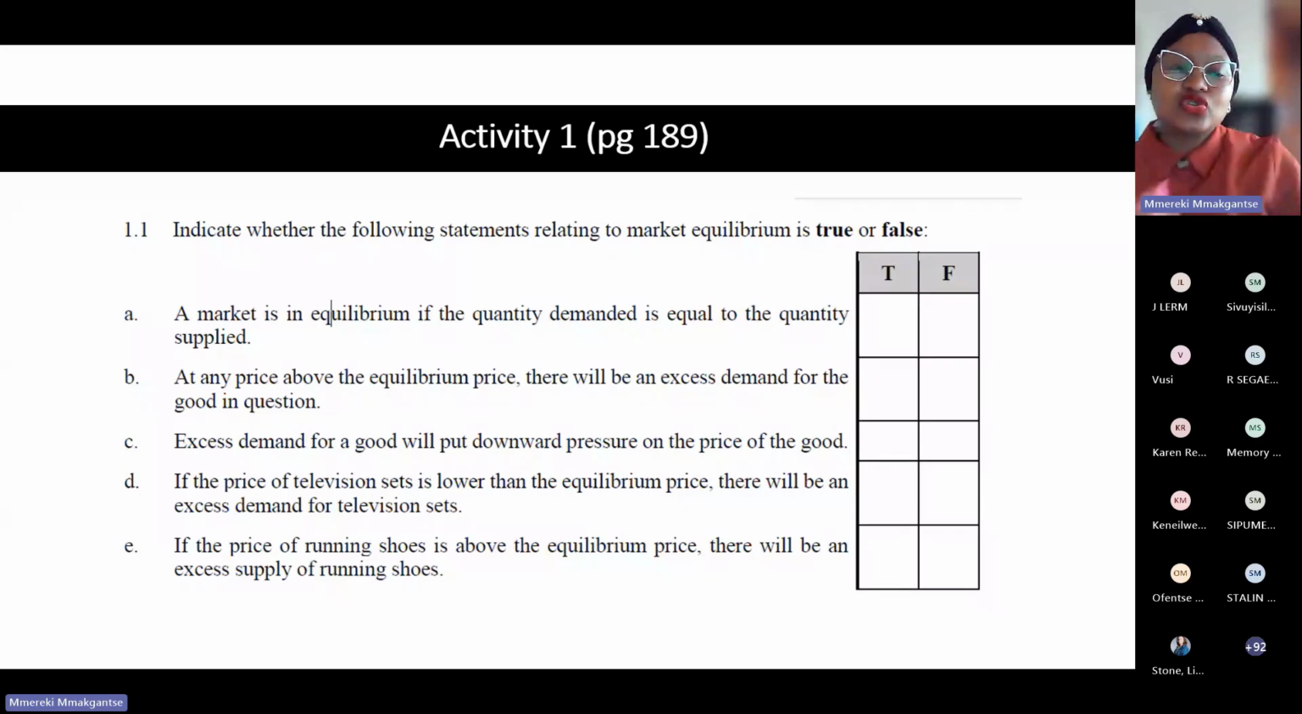Okay. Let's do number A. A market is in equilibrium if the quantity demanded is equal to quantity supplied. Is that true or false? Okay, I've got a lot of true. Excellent. Well done.